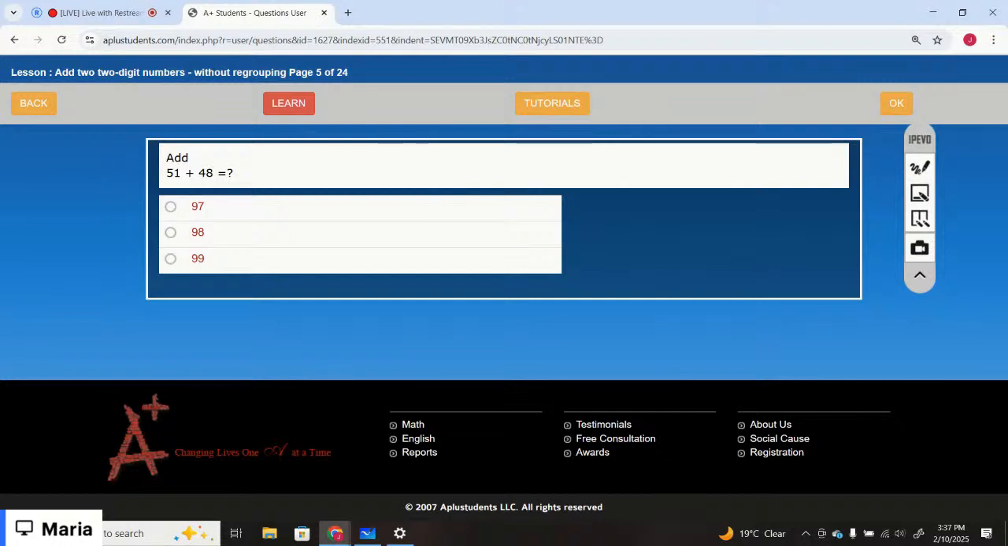51 plus 48, which is the correct option? That is 99. Option number 3 is the correct option.